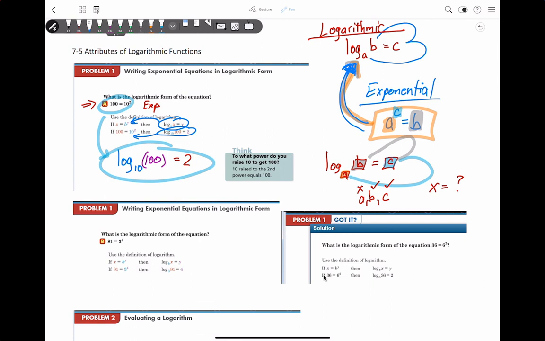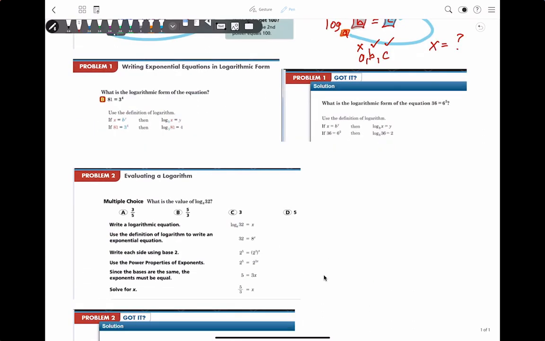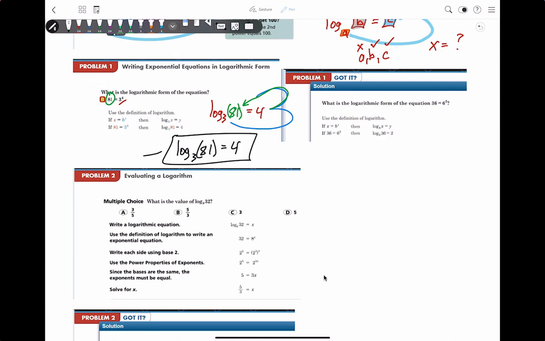All right, so let's go to B. I have 3 raised to the power of 4, so I'm already thinking log base 3, with the 4 way over here because of the reverse Hart method, and then is equal to 81. So my answer is going to be log base 3 of 81 is equal to 4. This is the logarithmic equivalent of this exponential given.